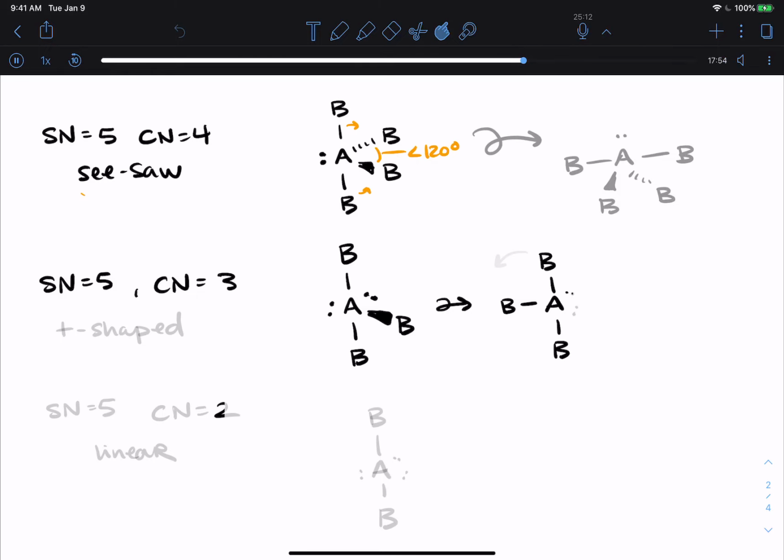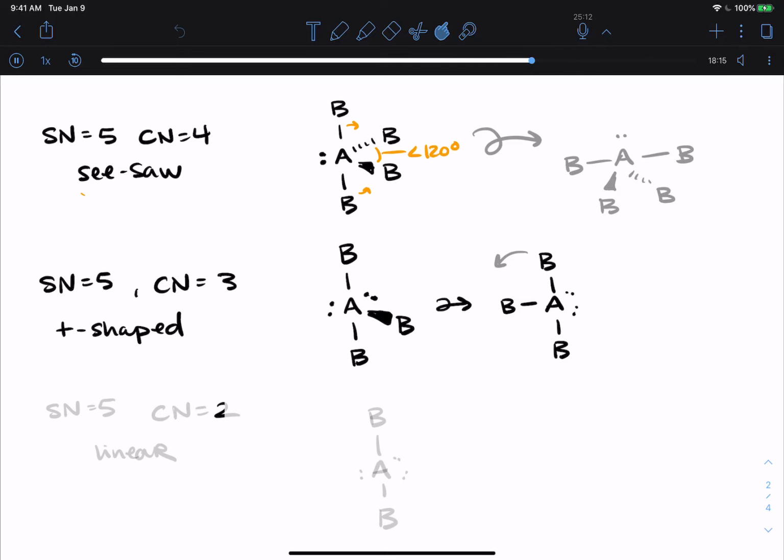I still have my lone pairs in equatorial positions. If I were to tip this over, say, tip it over down to the left, or if you turn your head with how it's written, it looks like a sideways letter T. So this is called T-shaped.